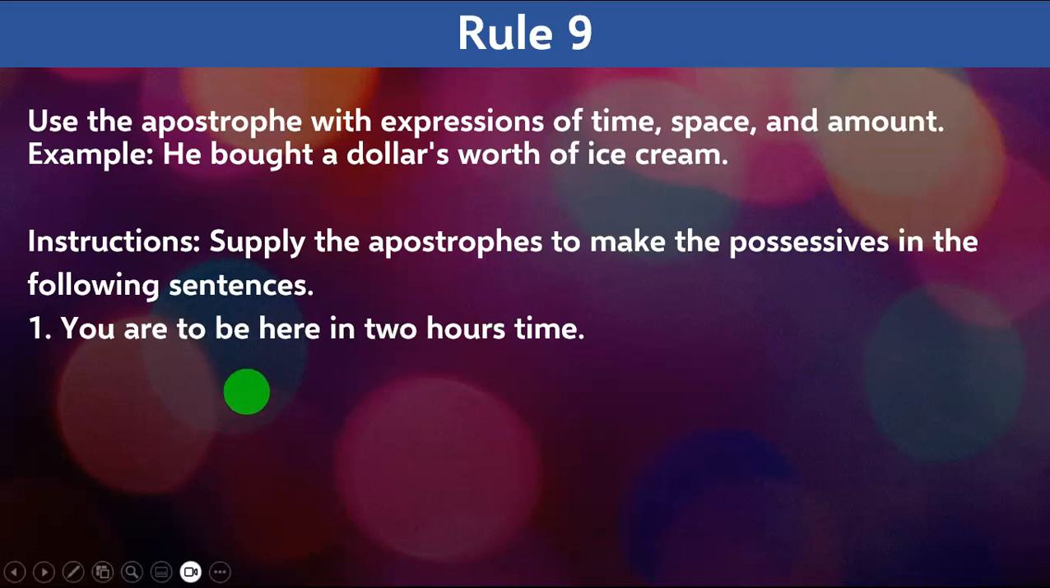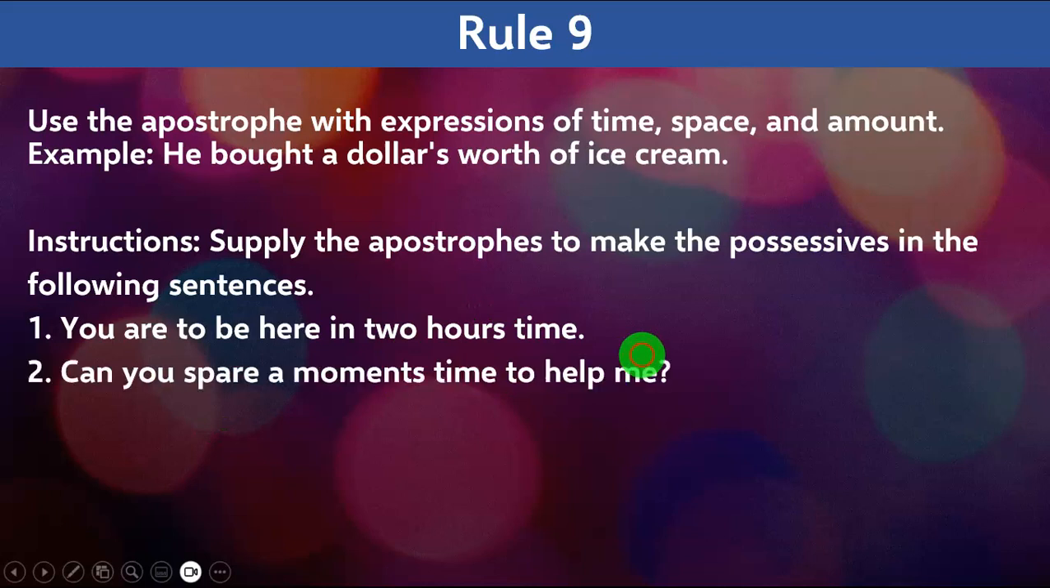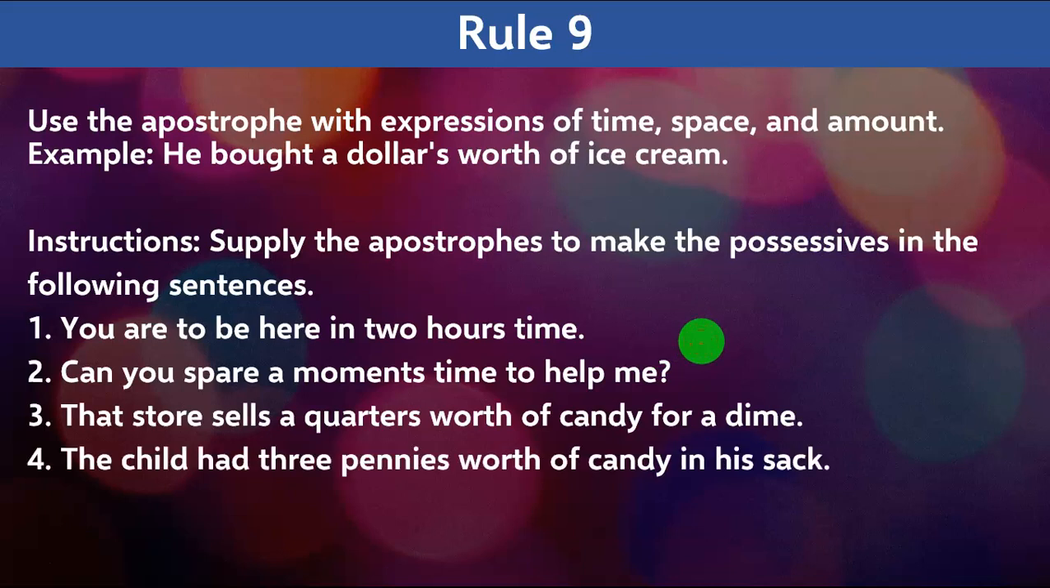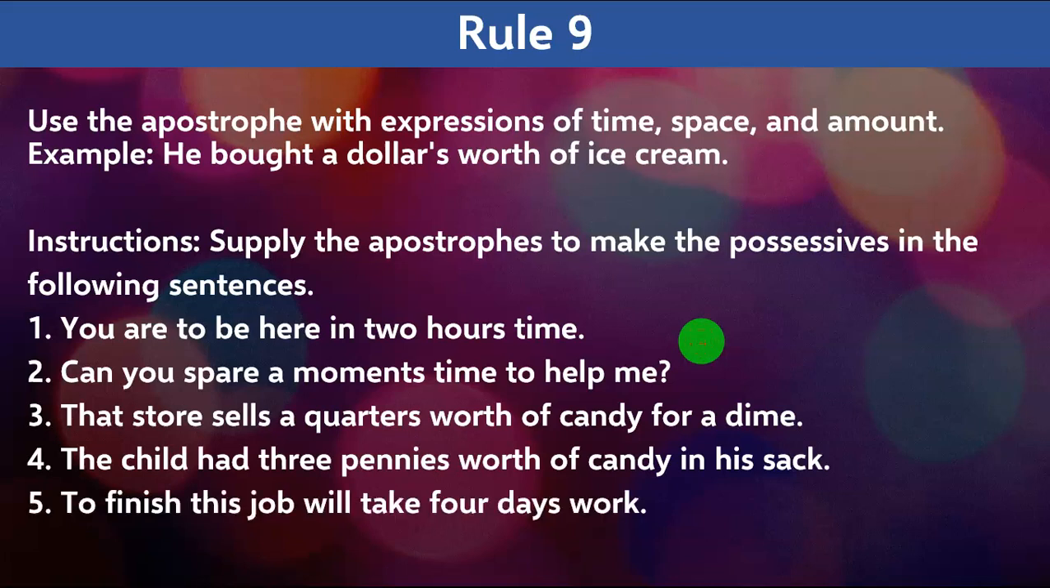Number 1, you are to be here in 2 hours time. Number 2, can you spare a moment time to help me? Number 3, that store sells a quarter worth of candy for a dime. Number 4, the child had 3 pennies worth of candy in his sack. Number 5, to finish this job will take 4 days work. Alright, please tell me the correct answers for these 5 questions. Your time starts now.